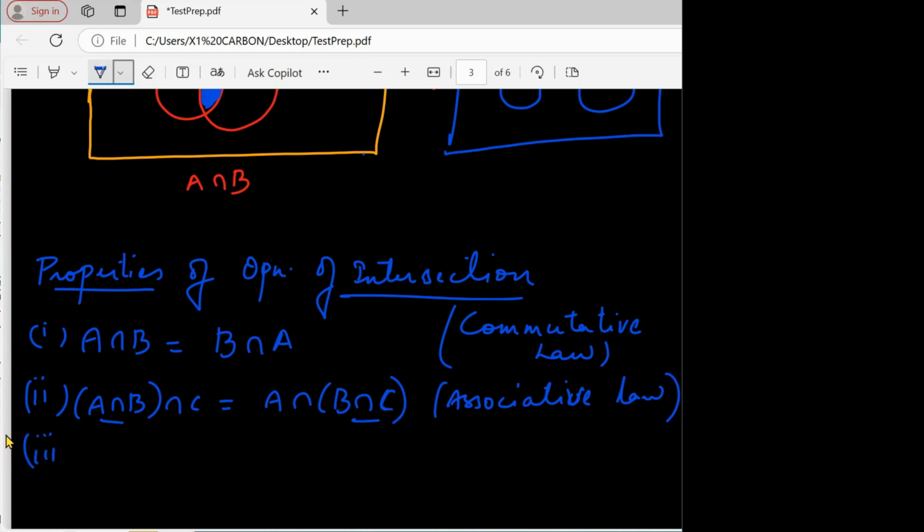Now, the third law that we would be talking about is called my law of phi or law of U. Now, we'll be discussing two laws in this. The first is phi intersection A. Now, what is that element that is common in phi and A when we're doing the intersection? Obviously, it is phi. Now, again, universal set intersection A. Now, what is common between my universal set and my set A?